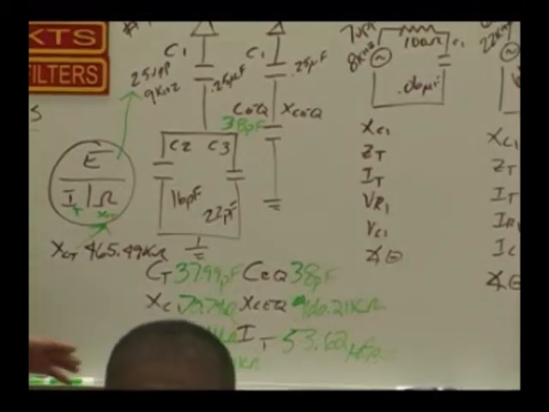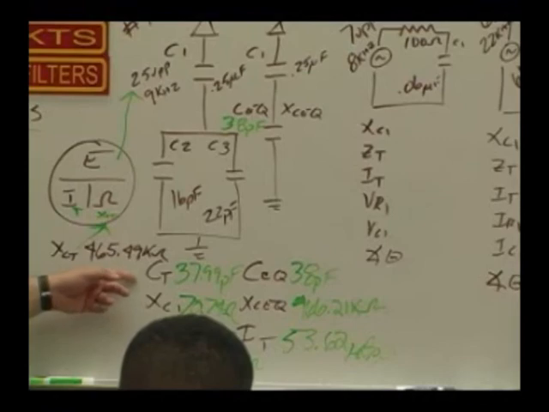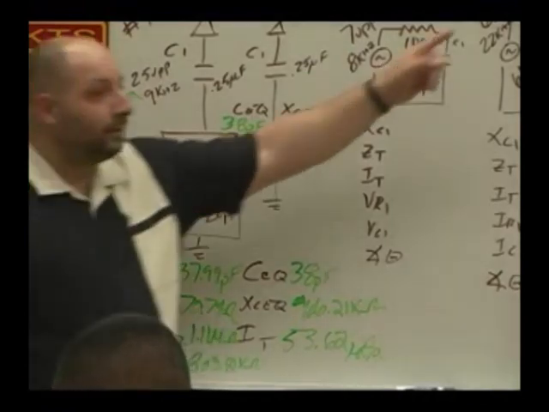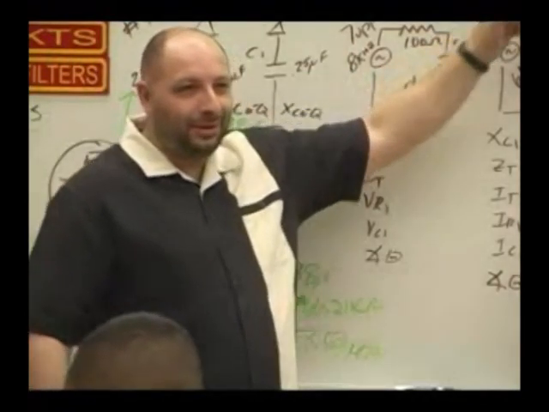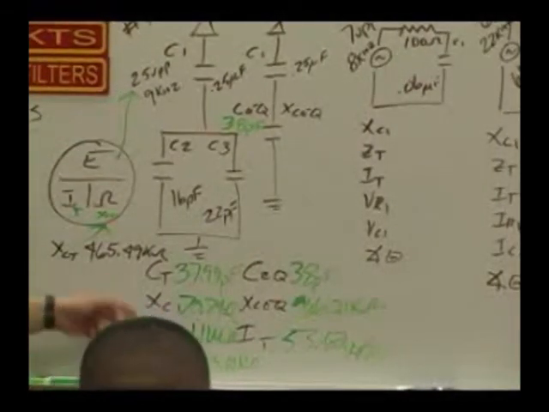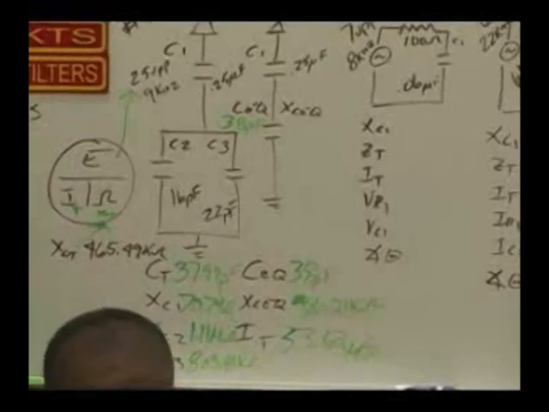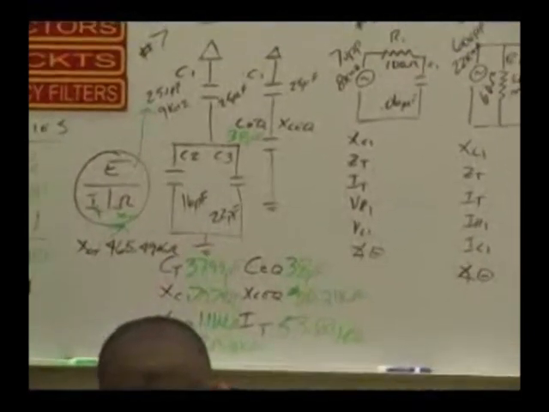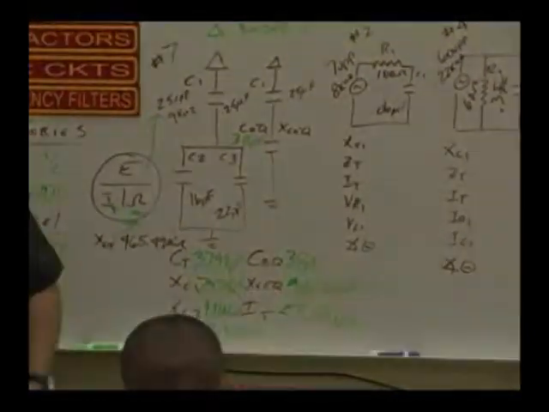Now, if you're slick, you can find C total, plug it in to find XC total, then take 25 volts divided by XC total and be done, and not even have to find the individual capacitive reactances if you're slick like that. So keep that in mind too. Save yourself some time if you realize that.